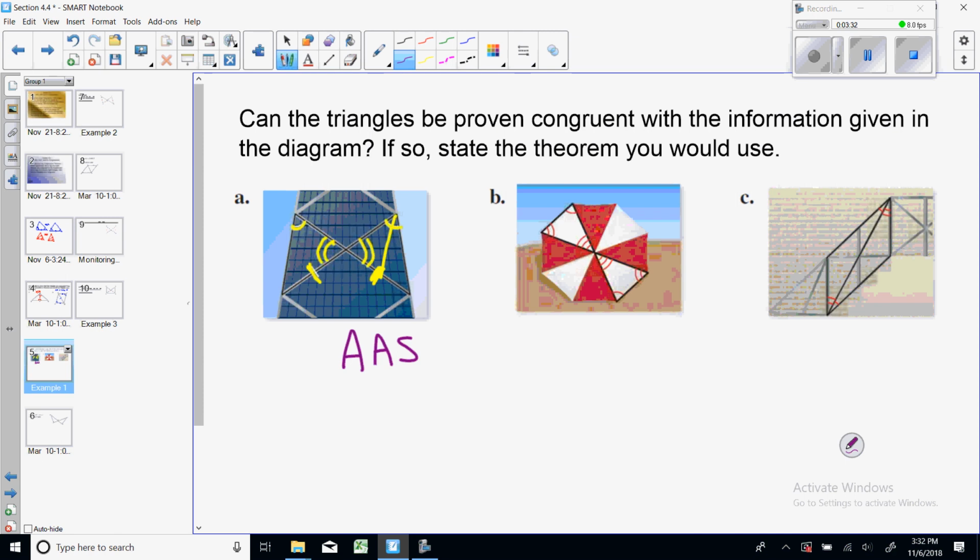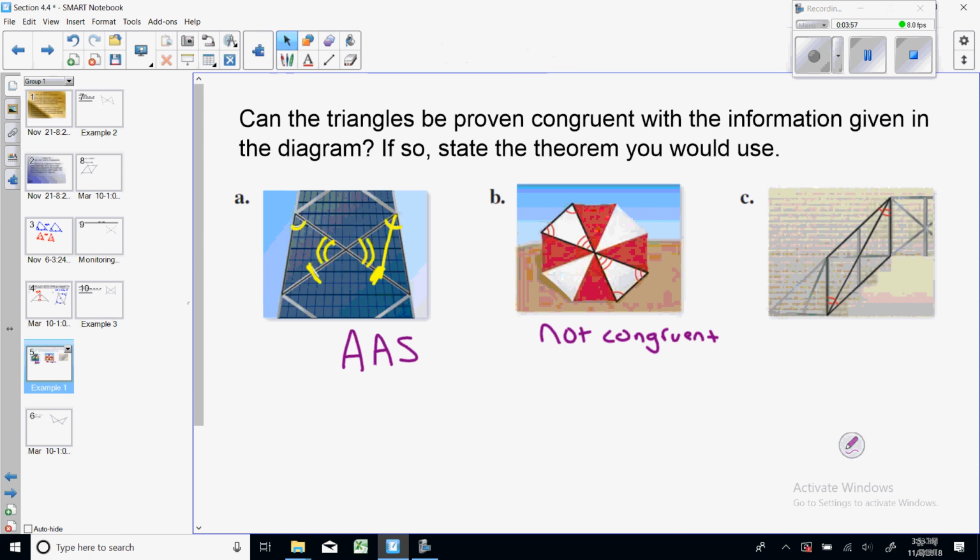For letter B, all three angles are marked off the same. But are any sides marked off? They're not. And when you only have all three angles the same, these two triangles are not necessarily congruent. They might be, but in order for that to happen, you have to know side lengths. Since we don't know side lengths, we can't tell whether those figures are congruent or not.